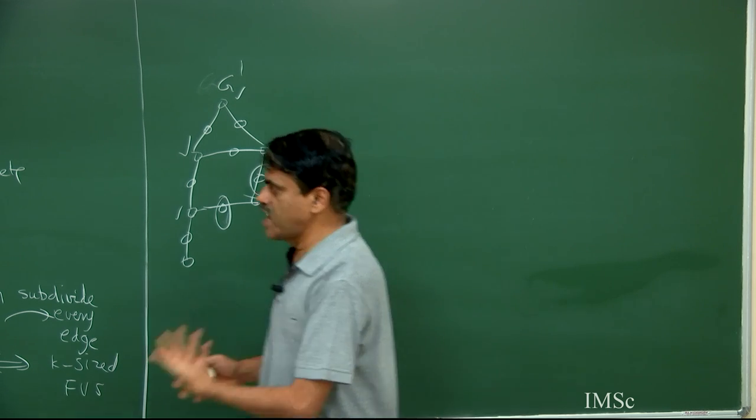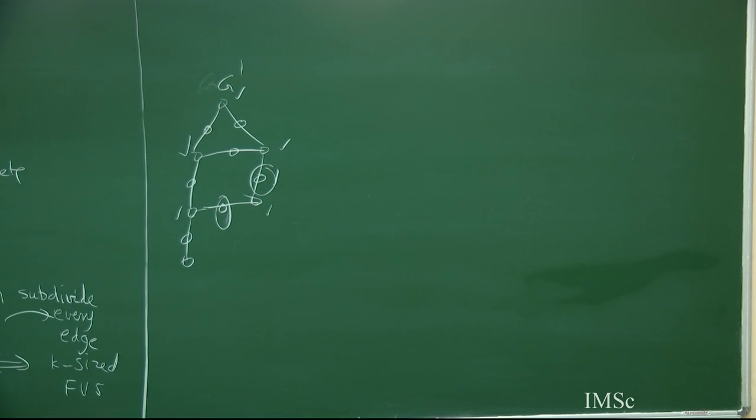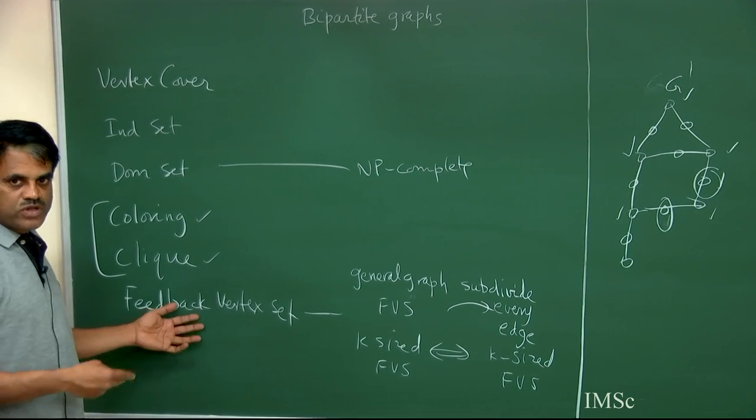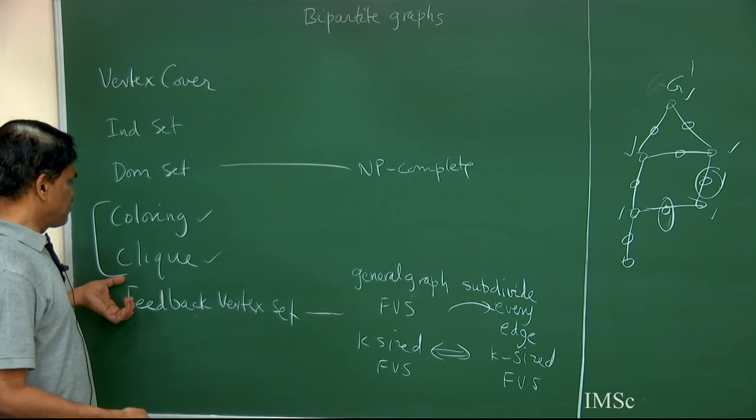So that shows that even though it was completely trivial in trees, once you move to bipartite graphs, this problem becomes NP-hard.